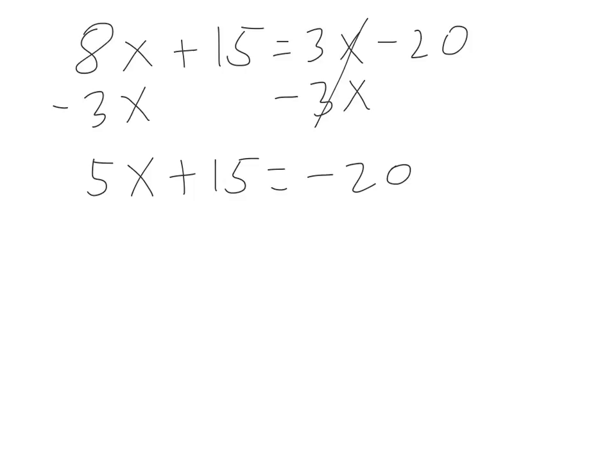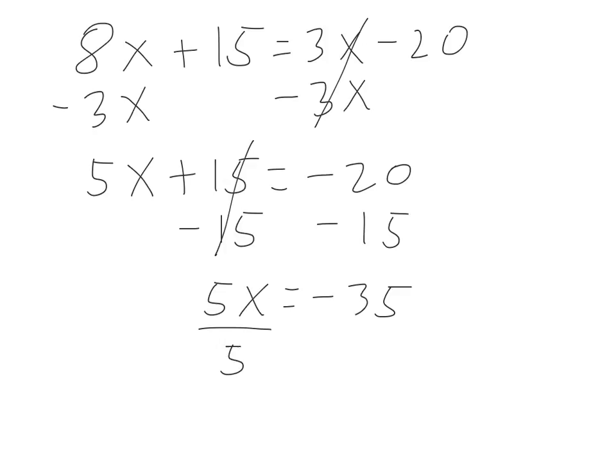Then, now once again, it's just like a two-step equation. So undo the addition, subtract 15. The 15's cancel to leave 5x. And we have negative 20 minus 15. Remember, they're the same sign, so you add them and keep the signs. So, negative 35. So then, undo the multiplication here, divide by 5, and we are left with x equals negative 7.